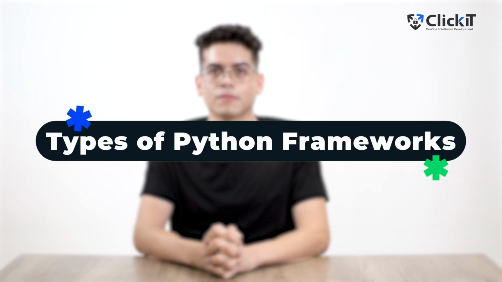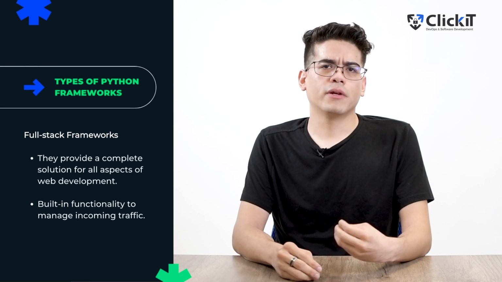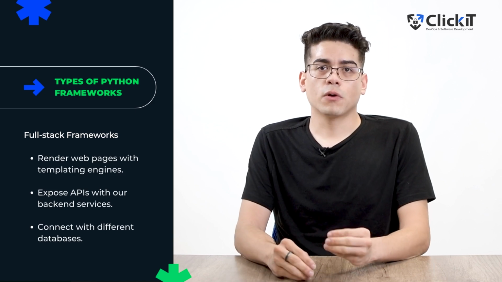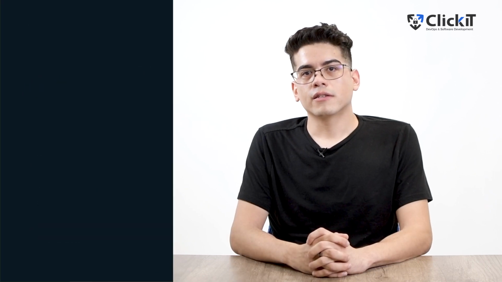Types of Python frameworks. Before getting into how to choose a framework, why don't we split them up and analyze each type of Python web framework? A broad manner of grouping Python frameworks would be to outline these three categories. Full-stack frameworks. Also referred to as enterprise, full-stack frameworks provide a complete solution for all aspects of web development. They have built-in functionality to manage incoming traffic. They can also render web pages with templating engines, expose APIs with our backend services, and even go all the way to connect with different databases. Some of these, like my favorite pal Django, even have ORM, an object relational mapper, capabilities, allowing us to use objects instead of tables.